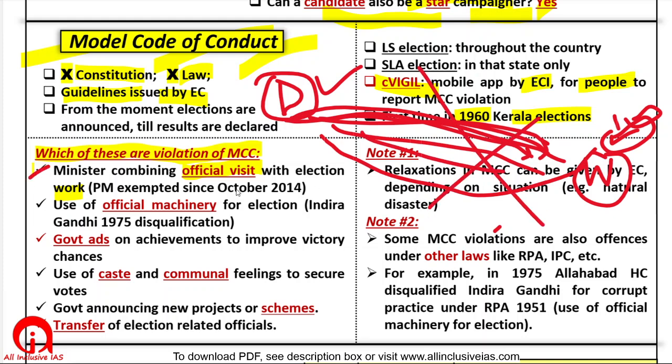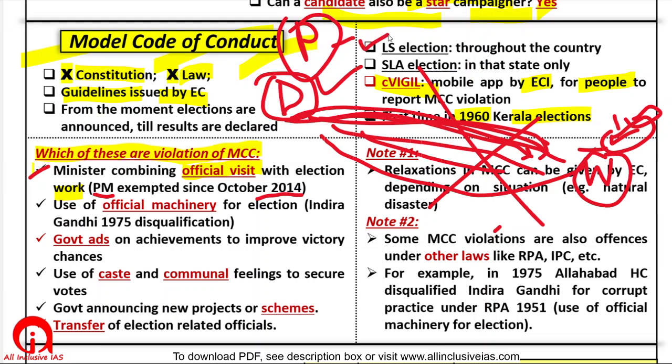But in 2014, the Election Commission exempted the Prime Minister from this. So the Prime Minister can do such a thing; he is allowed since October 2014. Use of official machinery for election: suppose you are the Prime Minister and tomorrow you have a rally in West Bengal. So you tell your secretaries and other government officials to please make a list of election related things that I will say tomorrow in the election rally, the problems of West Bengal people and everything.